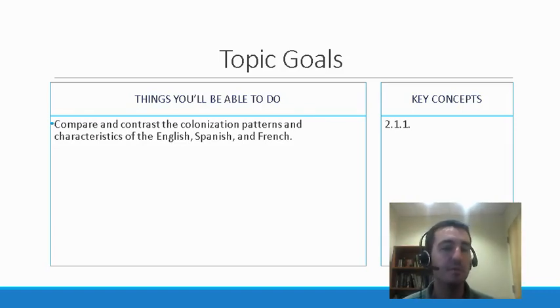For example, you'll find out that the English tended to send families over to colonize and settle in North America, whereas the Spanish tended to send men, mainly people like soldiers, and then the French tended to send businessmen and people that wanted to trade. So they all sent people, that's a similarity, but the types of people they sent is different. That's just an example of one of the things you guys will be able to discuss when you're done looking at this lesson.